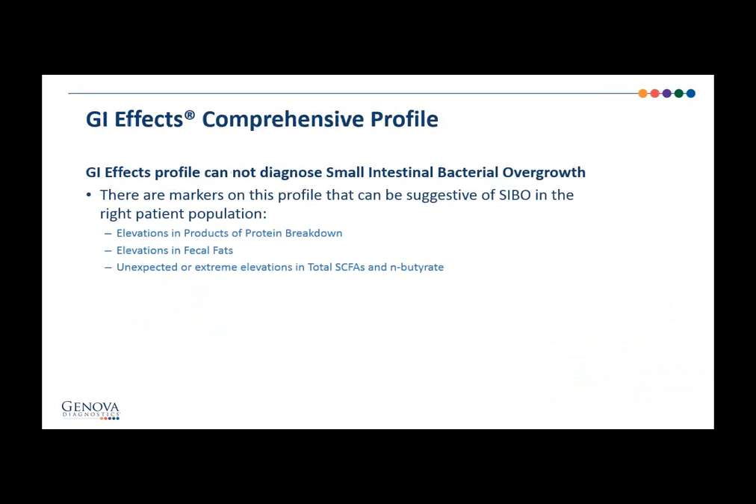So we get asked if the GI Effects stool profile can diagnose small intestine bacterial overgrowth. It can't diagnose it, but there are some markers on there that may be suggestive of SIBO. Those would include elevations of products of protein breakdown, fecal fats, and then unexpected or extreme elevations of the total short chain fatty acids and butyrate.